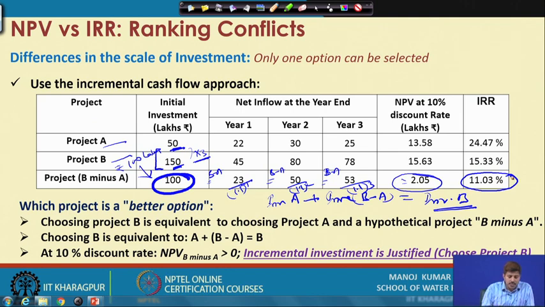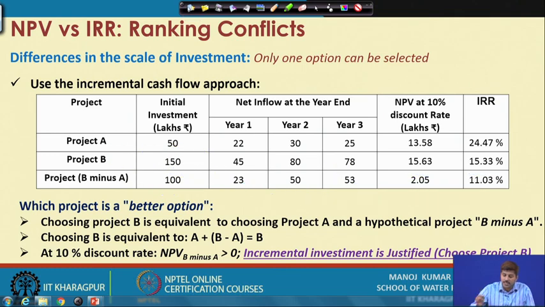So, as we were discussing earlier, choosing project B is equivalent to choosing project A plus B minus A. At a 10% discount rate, the NPV of project B minus A is also greater than 0. That indicates that the incremental investment we are making over project A is justified, and that suggests we should choose project B based on the NPV criteria.